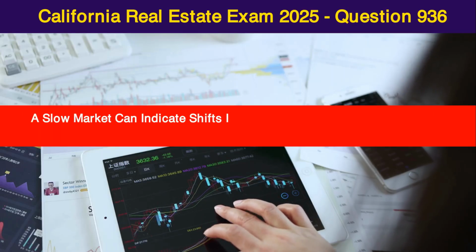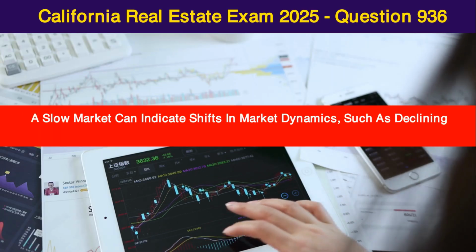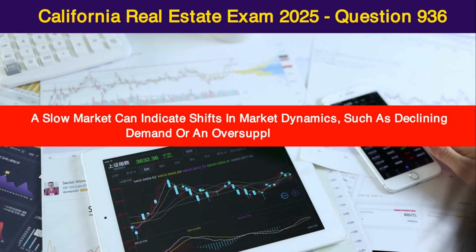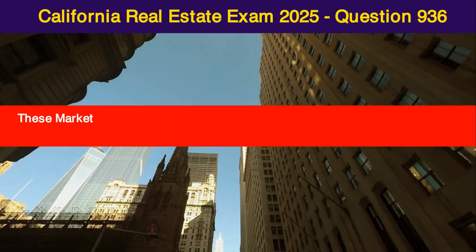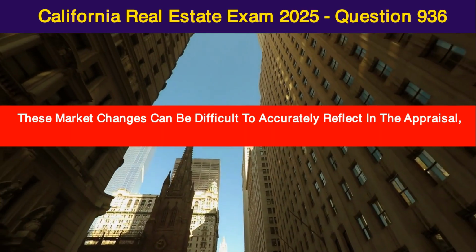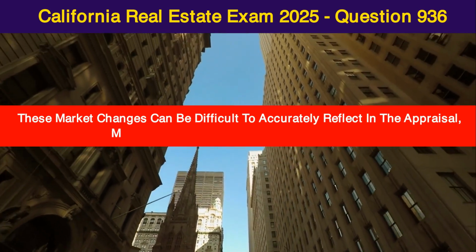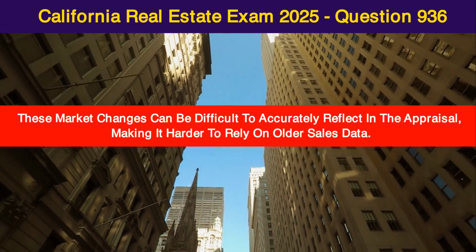A slow market can indicate shifts in market dynamics, such as declining demand or an oversupply of inventory. These market changes can be difficult to accurately reflect in the appraisal, making it harder to rely on older sales data.